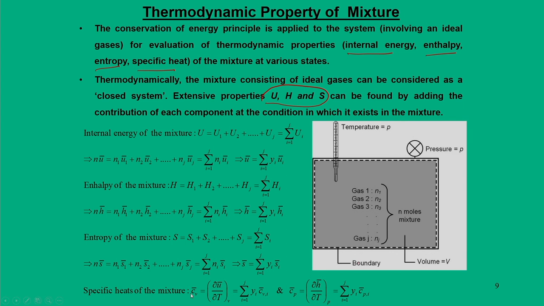Specific heats, that is specific heat at constant volume, Cv bar, which is nothing but d u bar by dT. Then we know what is u bar, so we can find out d u bar by dT. Then specific heat at constant pressure, that means the molar specific heat, Cp bar, is dou h bar by dou T at constant pressure, which is equal to summation of Yi into Cp bar i.